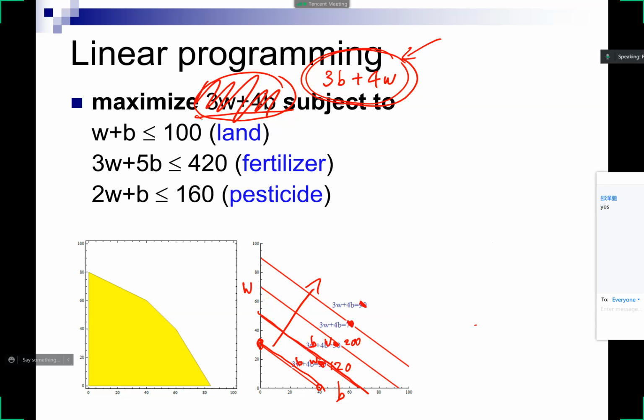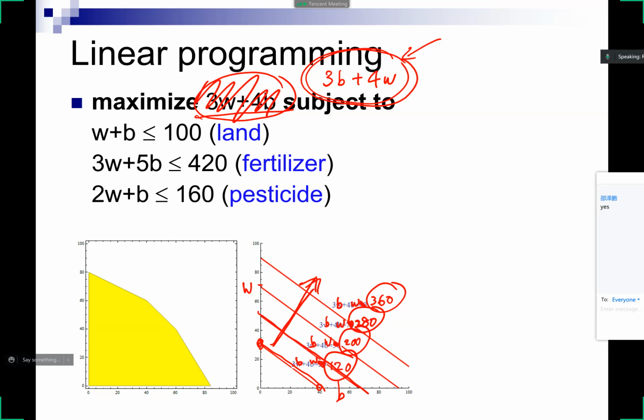geez, I should have done this differently. This is 3b plus 4w is 200. This is 3b plus 4w is what is this, 70? So this is going to be 280 here, and then this is 3b plus 4w is 360 here. So what you see is that as you move in this upwards and rightwards direction, the values that you're getting for this objective function, 3b plus 4w, are actually increasing.